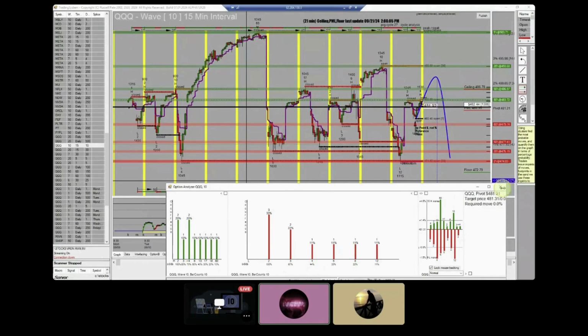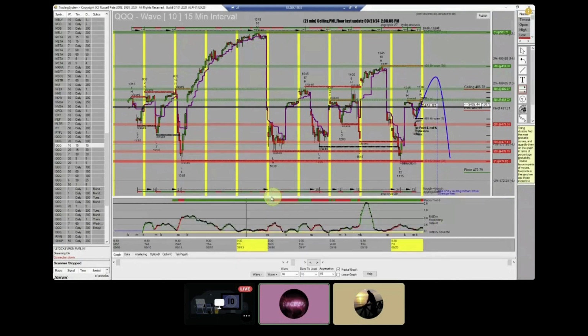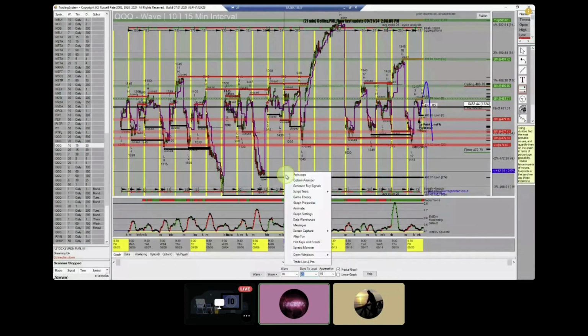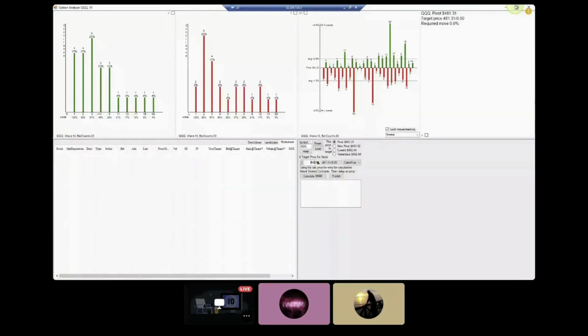Okay, now here, let's just say that I'm not satisfied with this amount of data. I want to use more data. I want to see more chances and more odds, right? So I just increase the days to load from 10 to 20. Okay. So like right here.